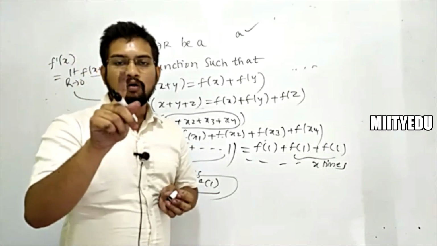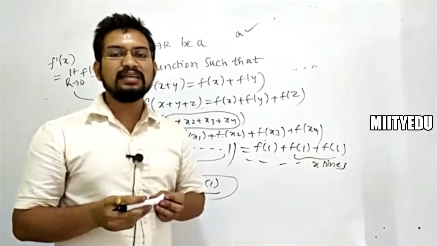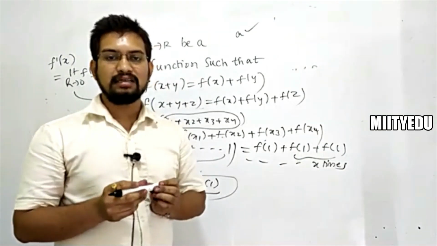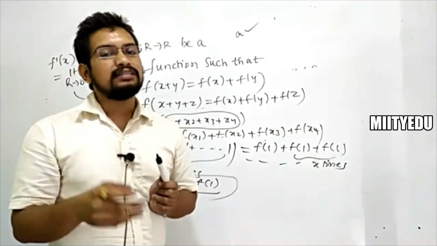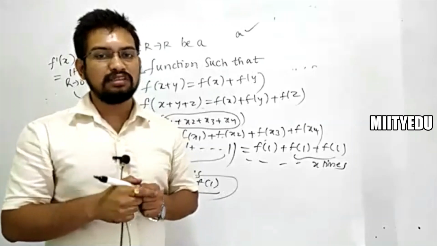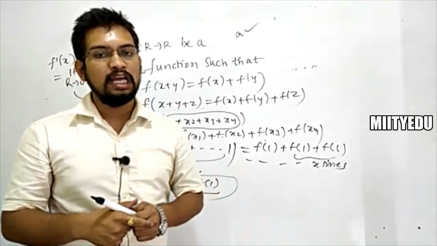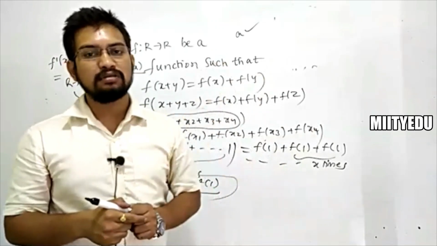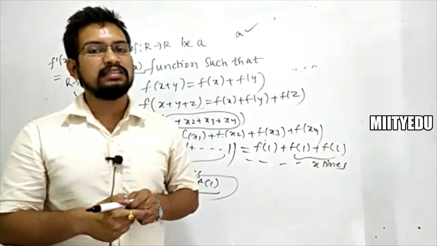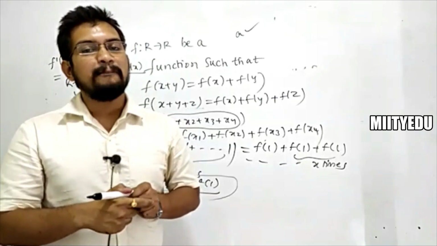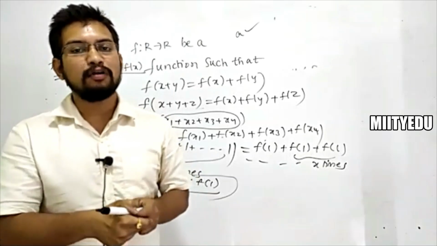If one functional equation is given, there can be many solutions based on the boundary conditions. If I give f of 1 equal to 2, that is one case. In another case, if f of 1 is equal to 4, your answer changes. Based on boundary conditions, a functional equation may have a number of solutions. You should not stick to only one solution.